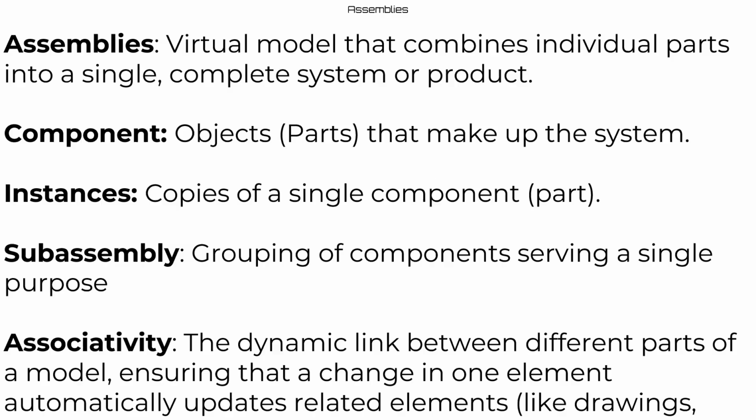Right, so now we're going to move into assemblies. An assembly is a virtual model that combines individual parts into a single complete system or product. A component is an object or a part that makes up the system. An instance is a copy of a single component within an assembly. So for instance, if you have 40 instances of the same screw in an assembly, you would have 40 instances. Wow, that was circular reasoning.